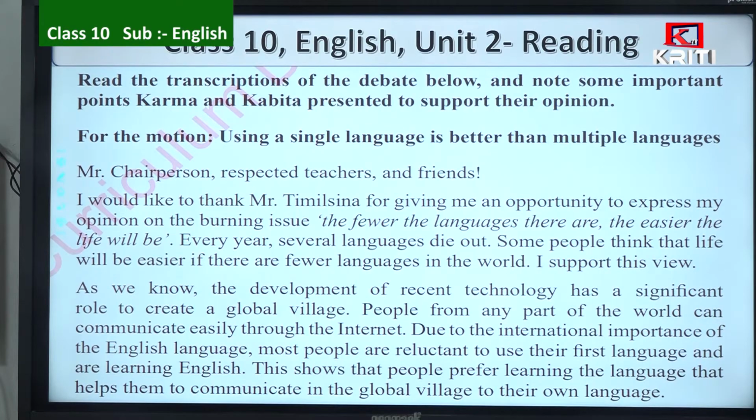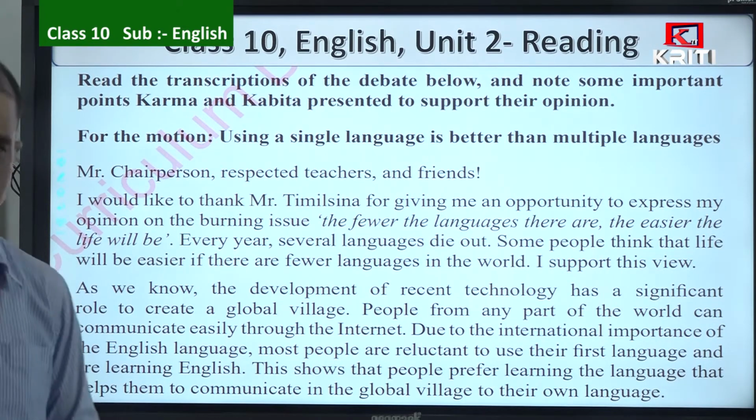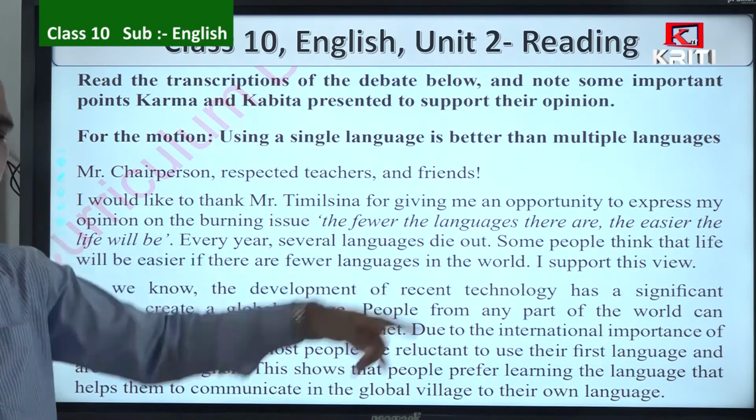And what he says: every year several languages die out. They vanish, they disappear. Some people think that life will be easier if there are few languages in the world. I support this view. Yes, I support this view.